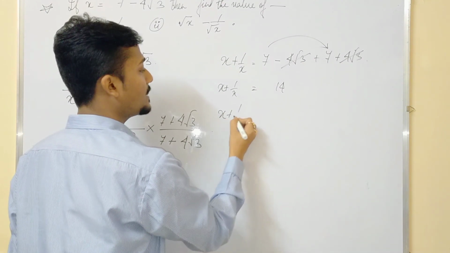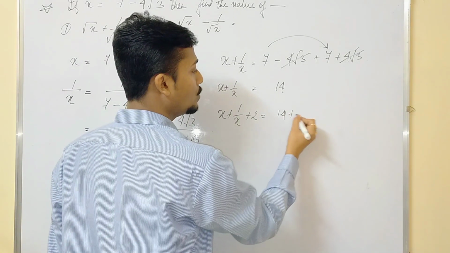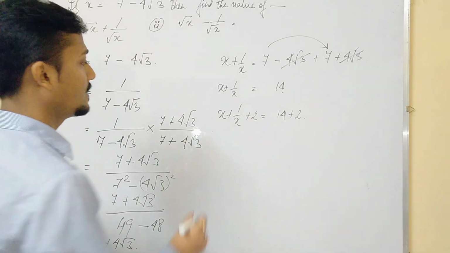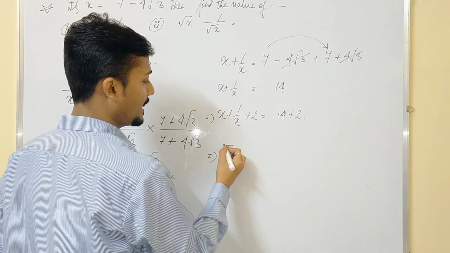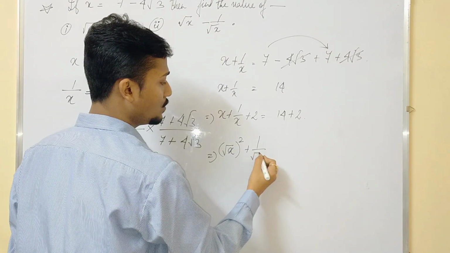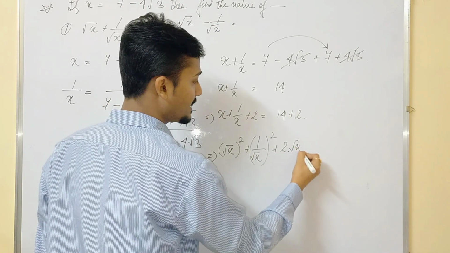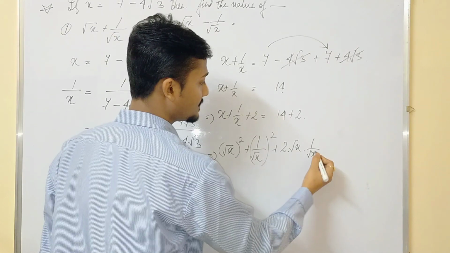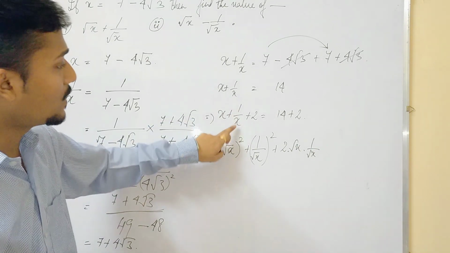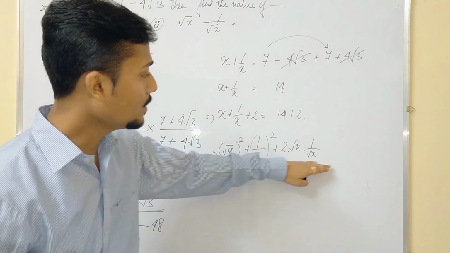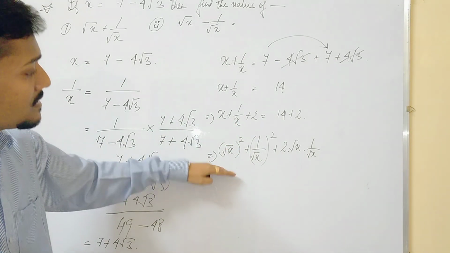Let us see. x plus 1 by x plus 2. If I add 2 on this side, I will be adding 2 on this side too. Okay, so now see carefully. Root over x whole square plus 1 by root over x whole square plus 2 into root over x into 1 by root over x. I have written this x plus 1 by x plus 2 in this form. Both are same or different? Can you identify?